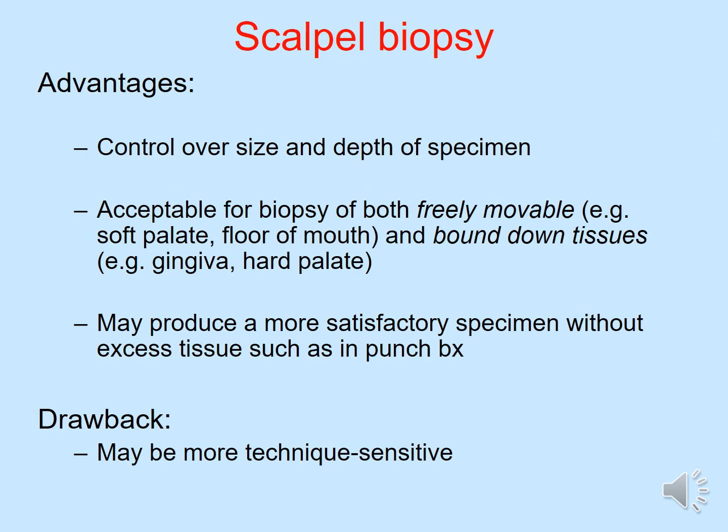Okay, so let's now look at the first type of incisional biopsy, which is scalpel biopsy. Let's look at its advantages. So we call it scalpel biopsy when you use a scalpel, as I showed you, right? So the advantage is, first of all, you have control over the size and the depth of the specimen. Okay, because based on the size of the lesion, you are able to determine how big a biopsy you need, because the scalpel is directly under your control.